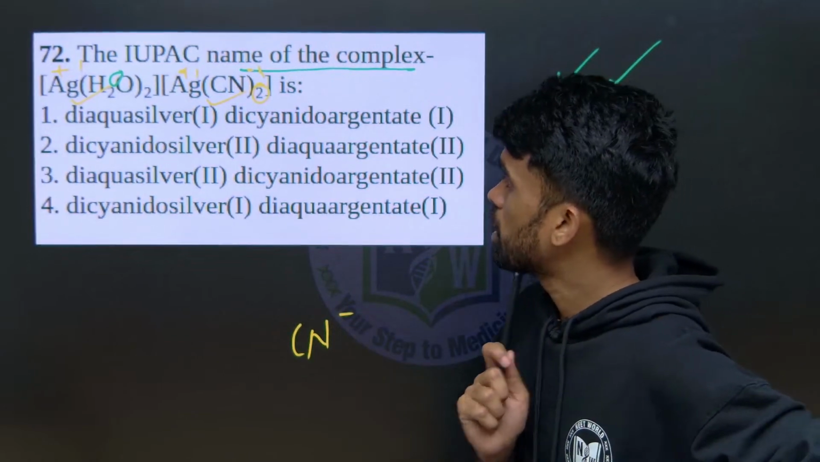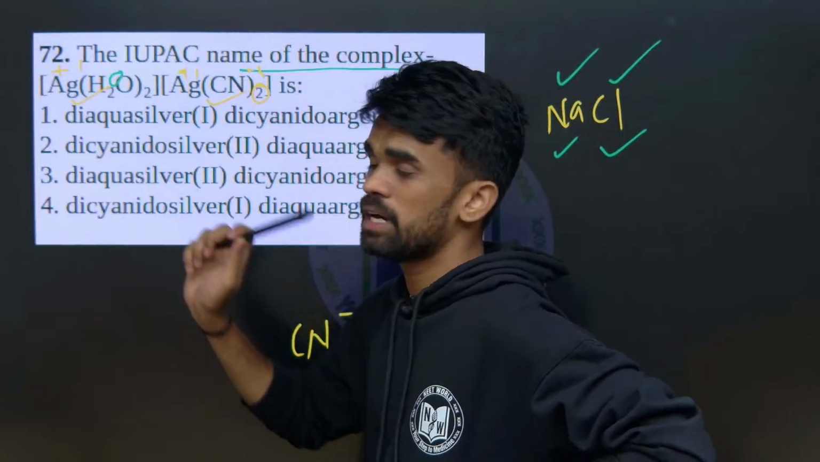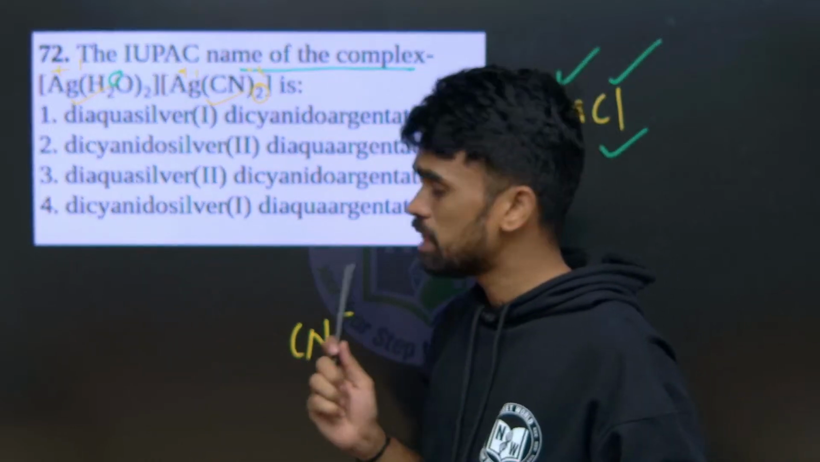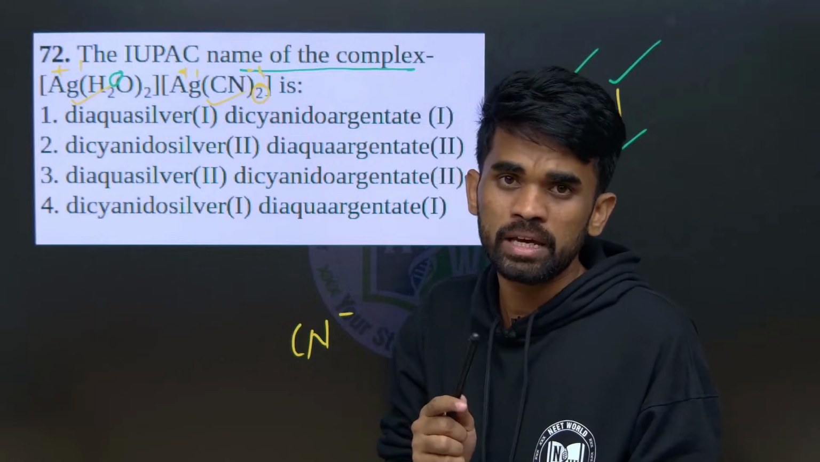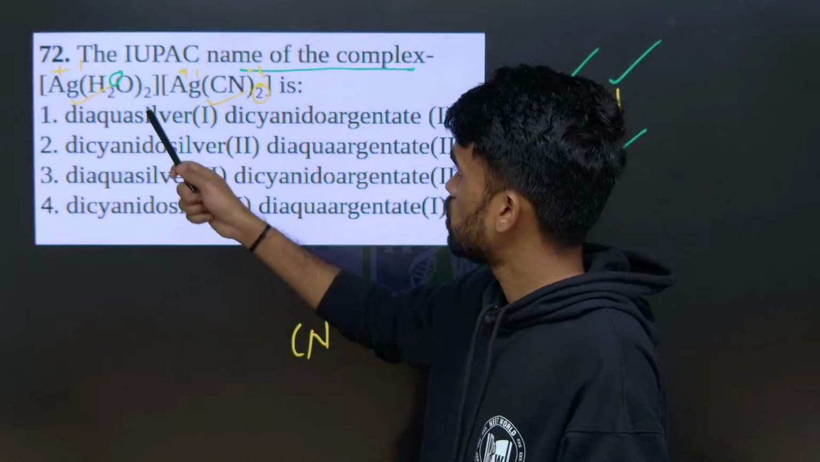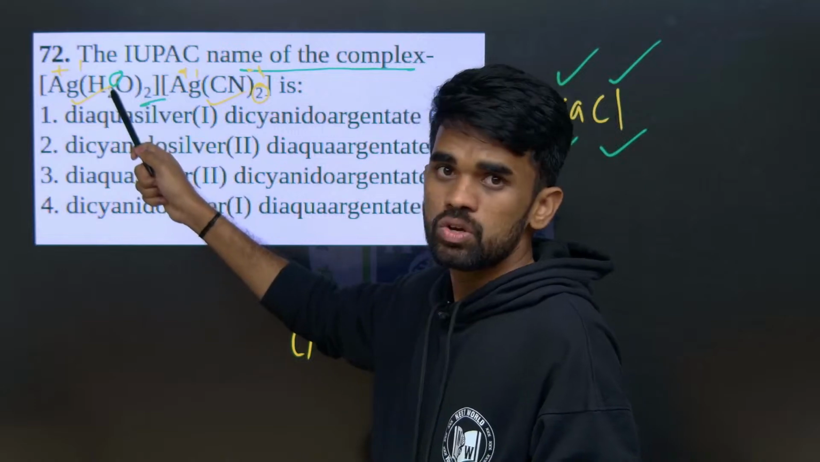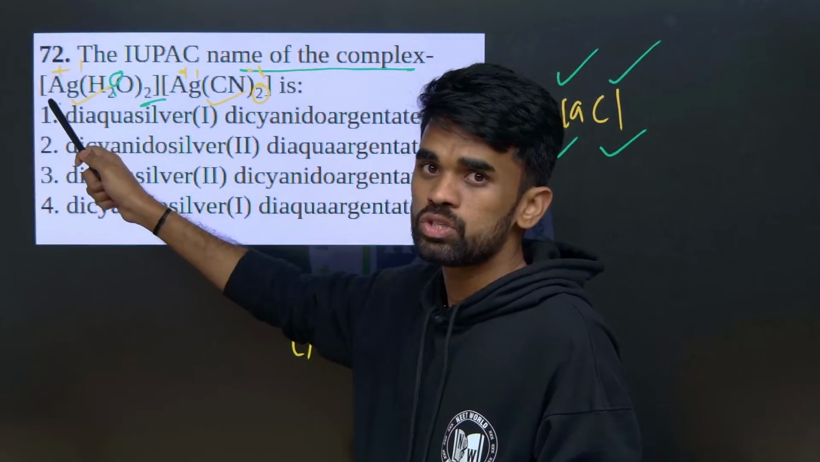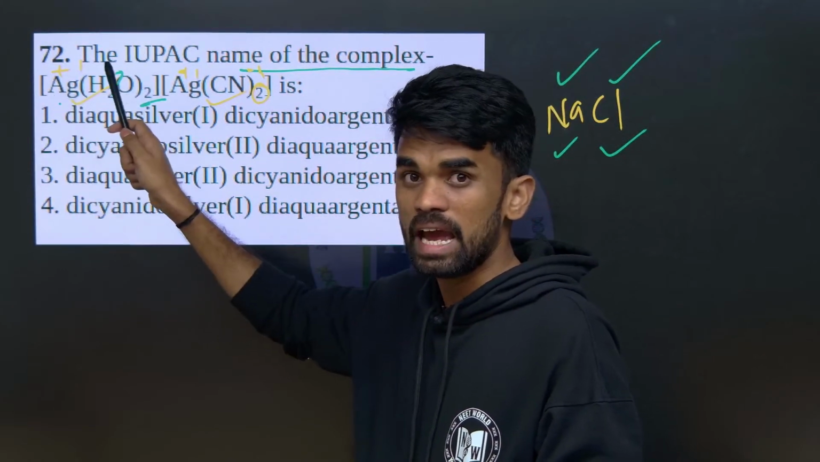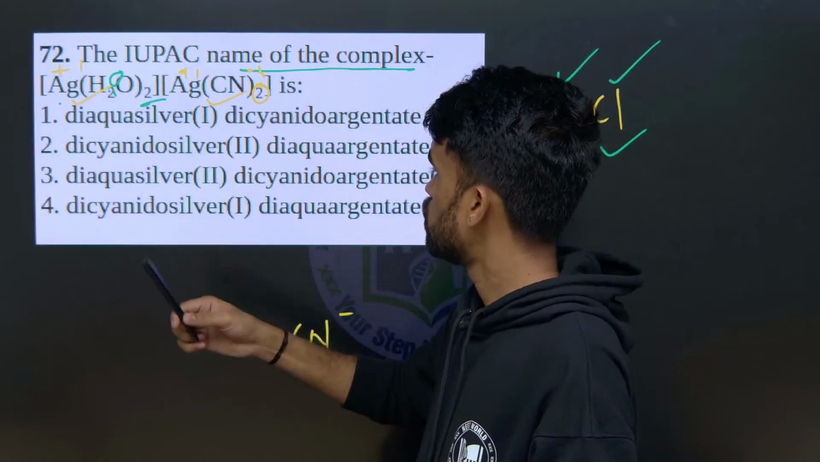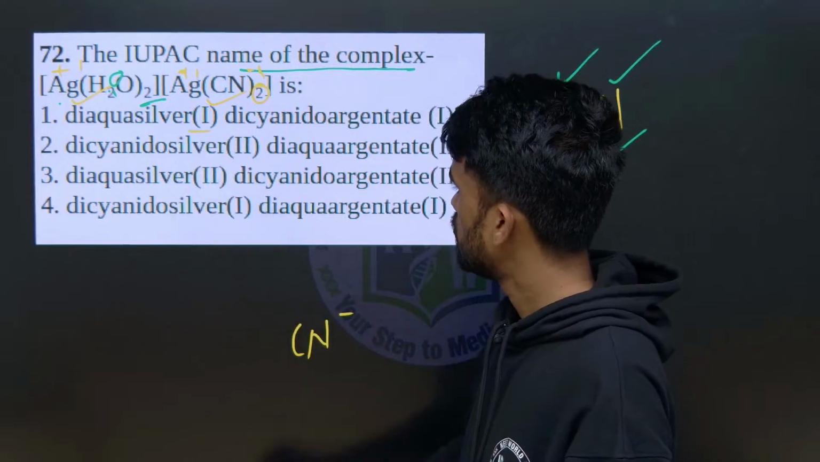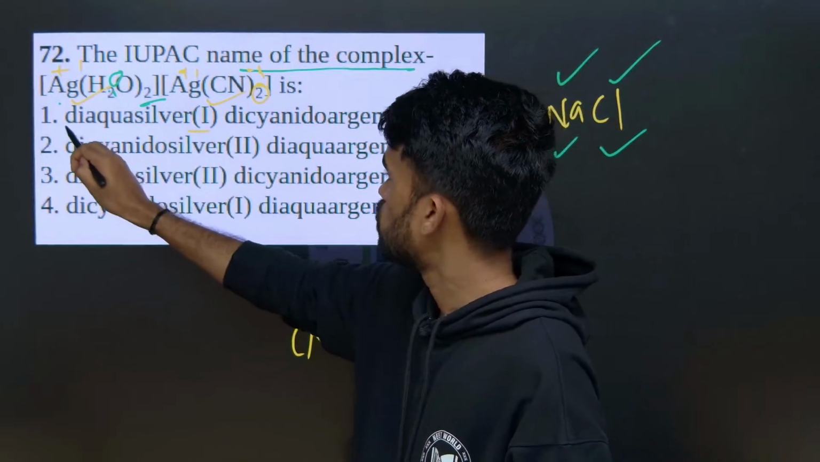Okay, now whenever we are writing the name for the cationic sphere, in all cases first write the names of the ligands, followed by the metal. So I can write diaqua. For Ag we should say silver when it is in the cationic sphere. Okay, diaqua silver(I). Here we have only the first option.